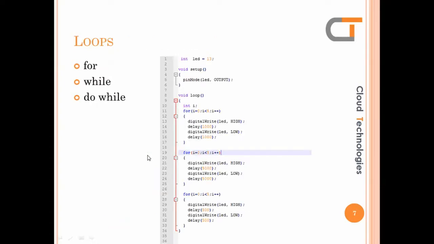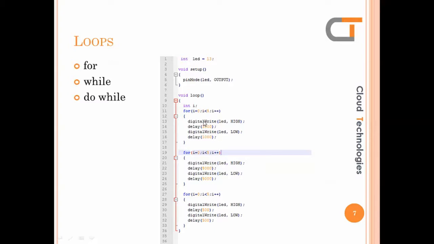Next, loops. We can use loops like for, while, do while. In this program we have three for loops. Every for loop will be executed 5 times, iterating 5 times.